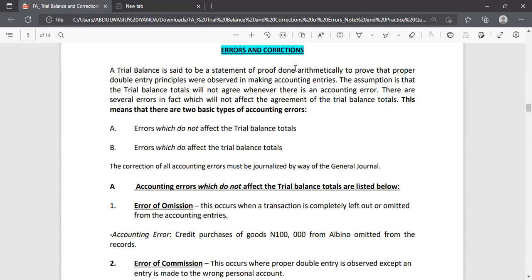And what is the trial balance just meant for? The trial balance is just to check the accuracy of the ledger. Meaning that if your ledger is fine, if you have entered the correct entry, then the trial balance should also agree. The trial balance should agree once the ledger is correct.